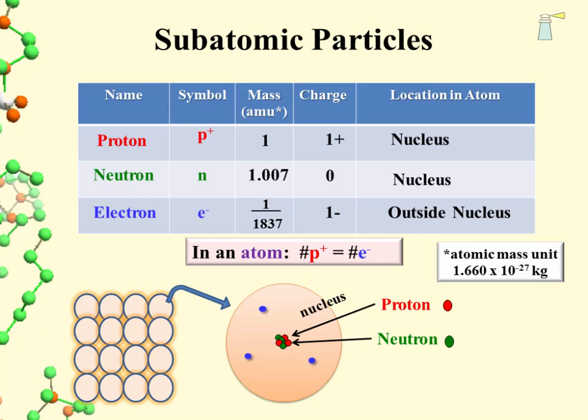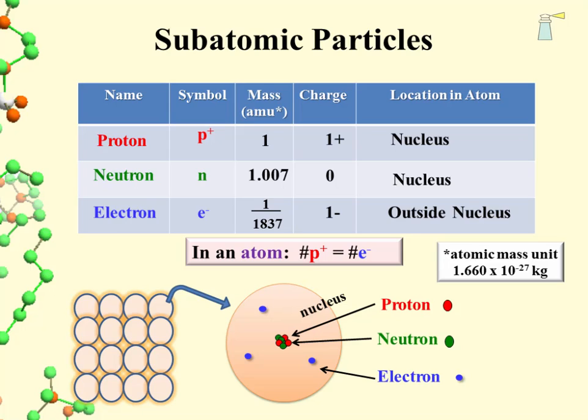The nucleus makes up a very, very small portion of the atom. It is, however, where the vast majority of the mass resides, since the remaining particle, the electron, is zipping around the nucleus and has only a tiny fraction of the mass of the other two particles.